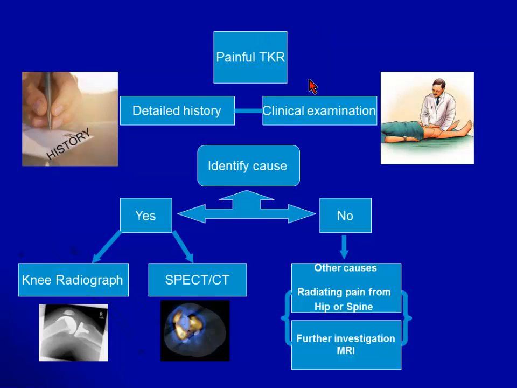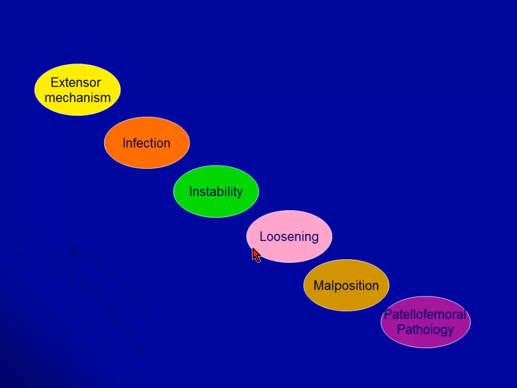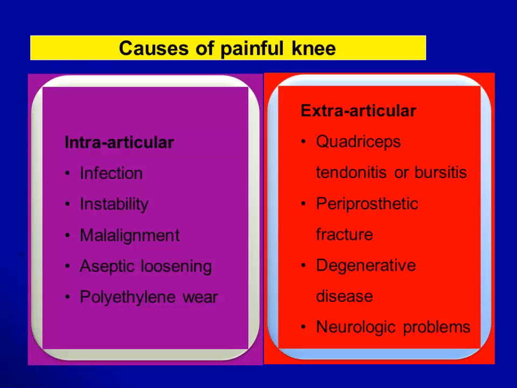Again, this is very important, and we need to stress this again and again, that you need to have a proper history, identify the cause, yes or no, then what modality you need to choose. It is very important. Again, you've got extensor mechanism, infection, stability, loosening, malposition, patellofemoral pathology. The history and the clinicians guide you on what is needed.